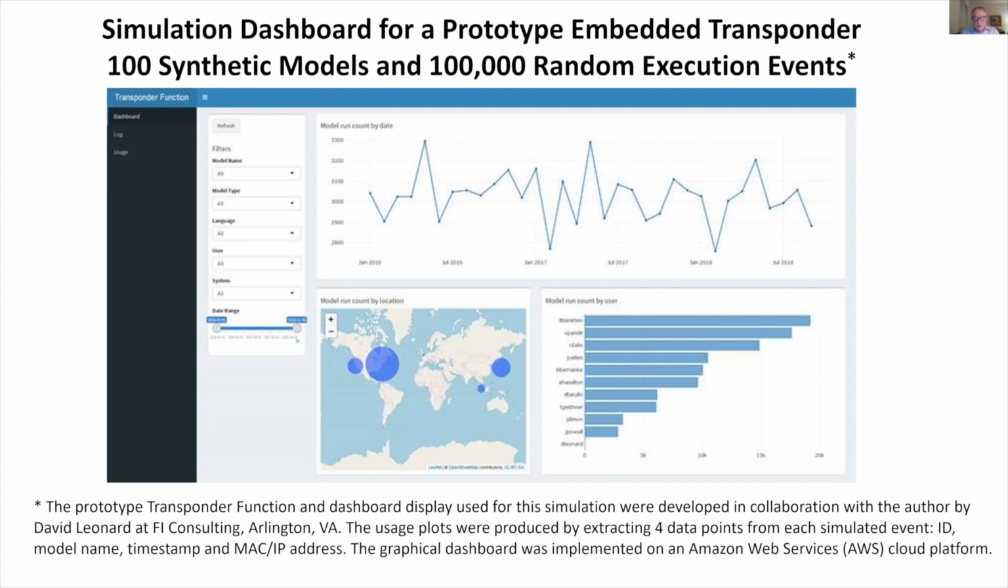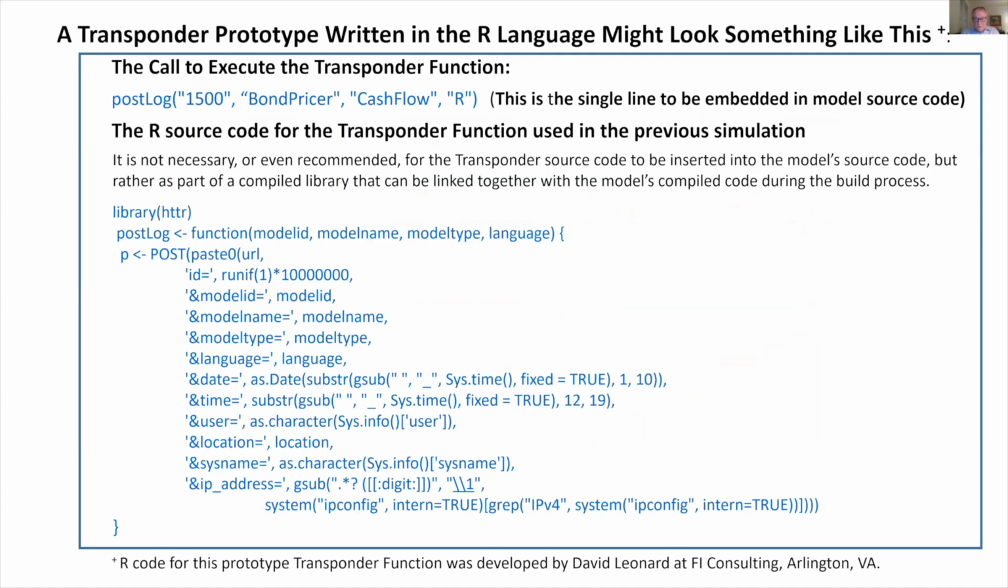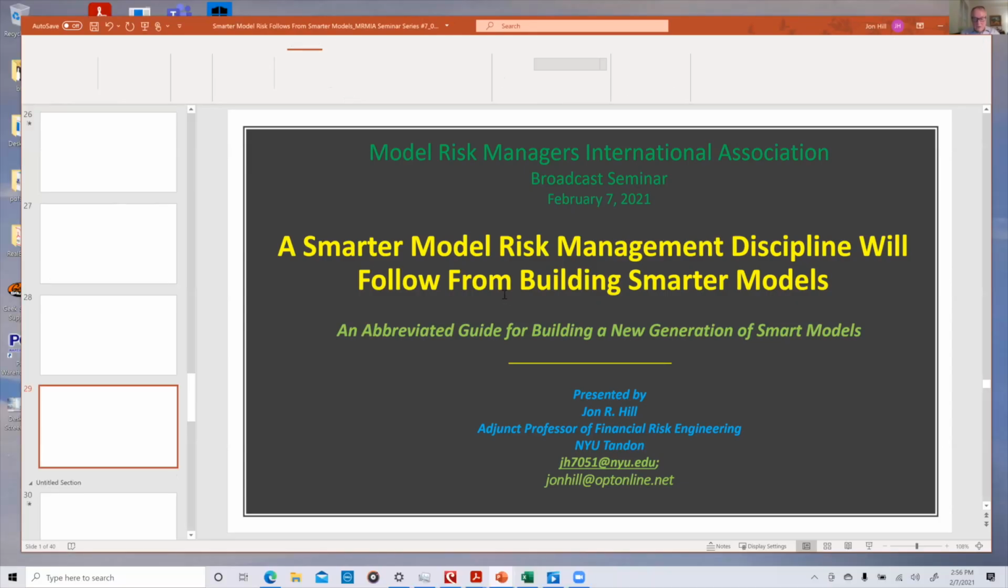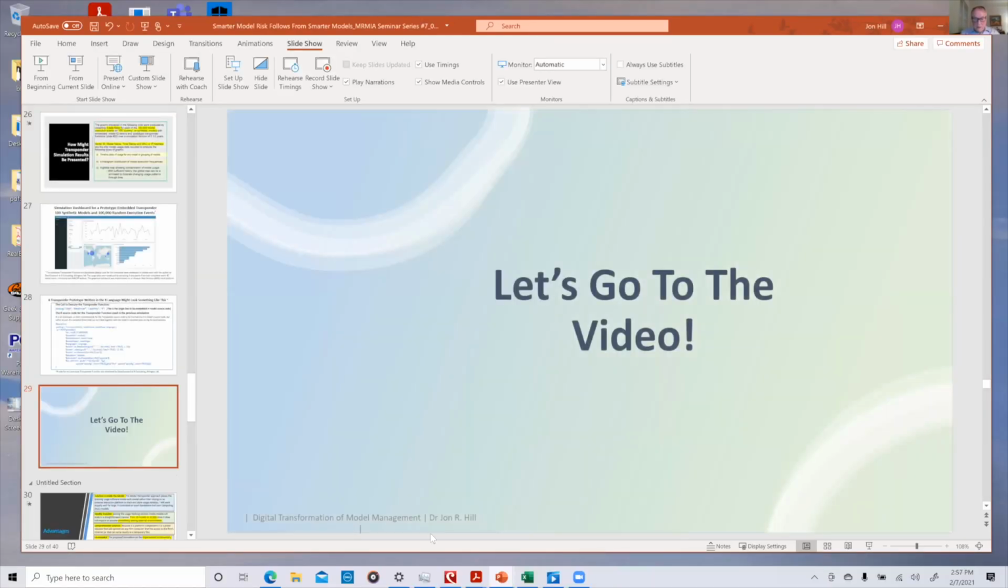So here's the actual code that he developed for the transponder function. My only point here is not to dwell on the code, but to show that it's pretty simple, just 12 or 13 lines of R code. And this transponder function, by the way, should be in a central library, and the model itself would only have a call to the function, but not the source code for the transponder itself. So now at this point, I think I'm ready to go to a video demonstration of what I've been talking about. Let's see if I can pull this up.